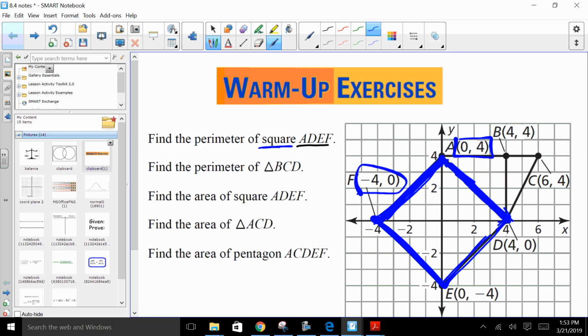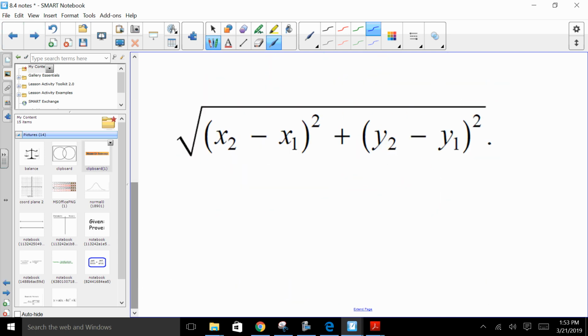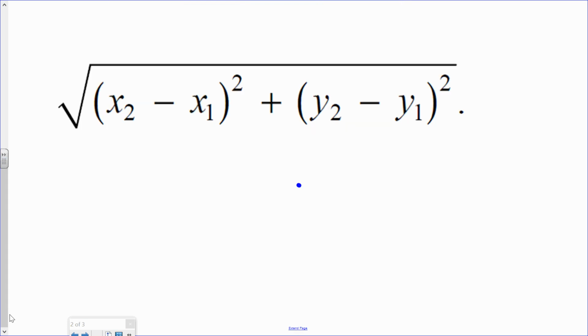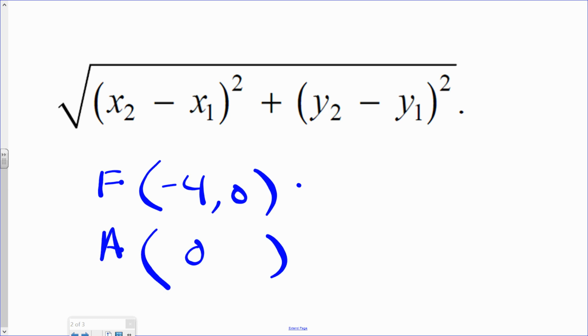So I'm looking at -4, 0 and 0, 4, points F and A. Point F is -4, 0 and point A is 0, 4. I want to know the distance between these 2 points on the graph paper. Once I know the distance between these 2 points, I'm going to multiply it by 4 to get the perimeter of that square.